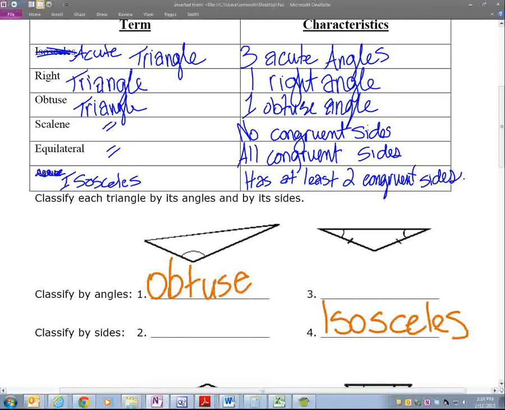All right, now we have to classify the first one by sides. So we're on number 2 now. How many different length sides are there on that one, Dana? There's 3. And when there's no congruent sides, it says scalene, like you said.